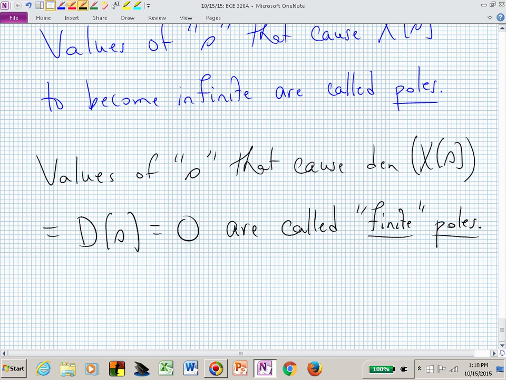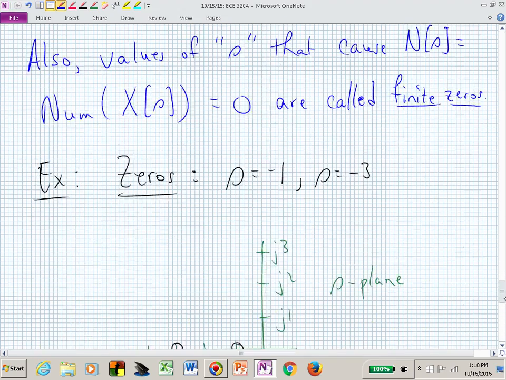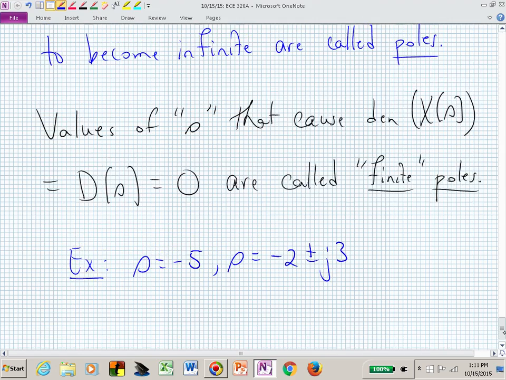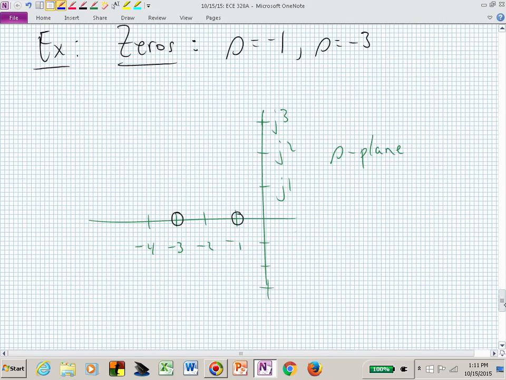And in this particular example, what are the poles? We have one at -5, and then we have the other two at -2 plus and minus j3. And we can now go back and put those into our diagram, and we can say we had a -5. These are now the x's. And we had a -2 plus j3 and a -2 minus j3.